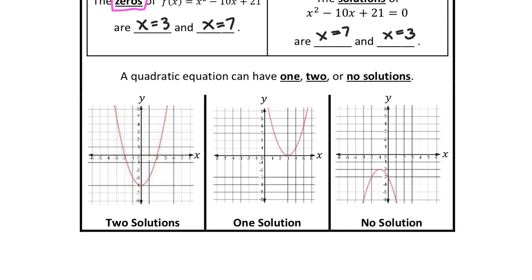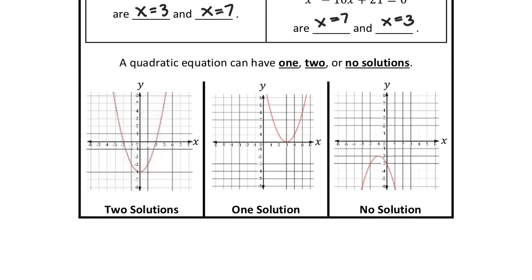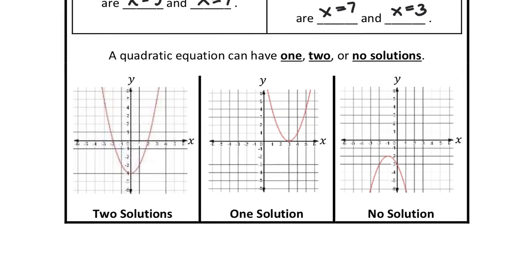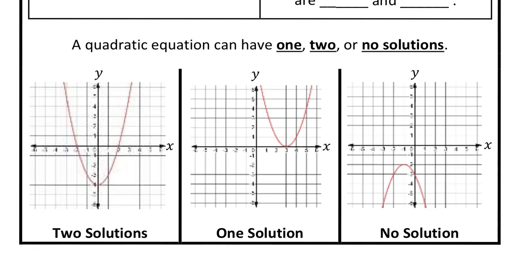So a couple things to note about the quadratic function. Let me zoom in here. The quadratic function can have 1, 2, or no solutions. And let me fill in the missing arrows here.